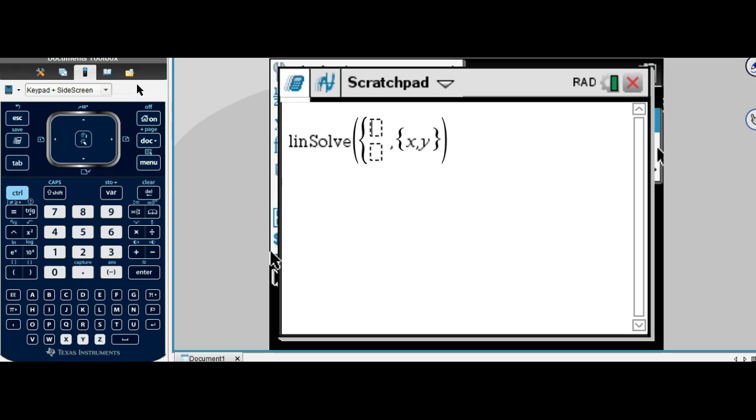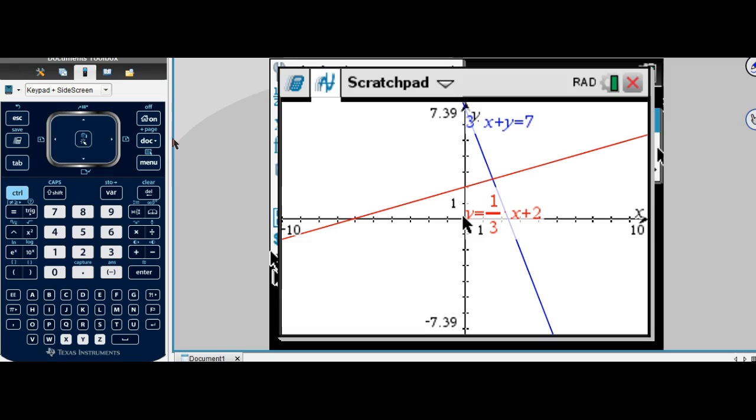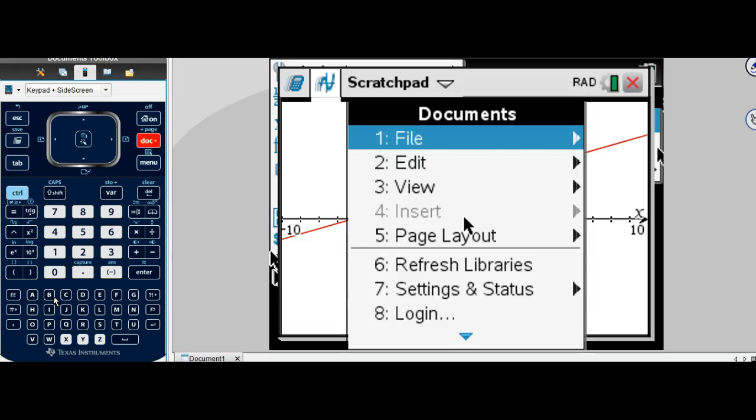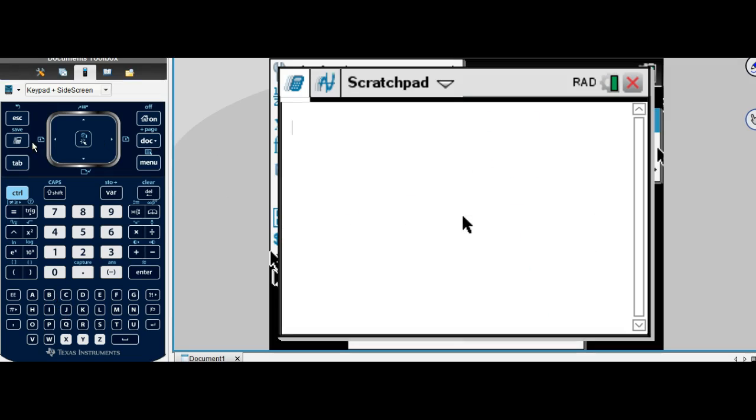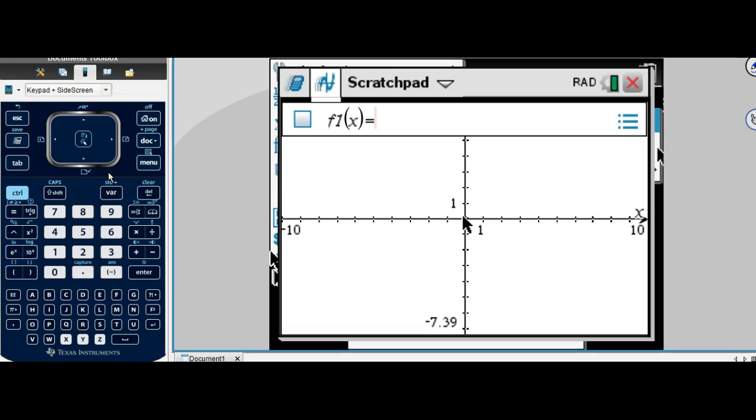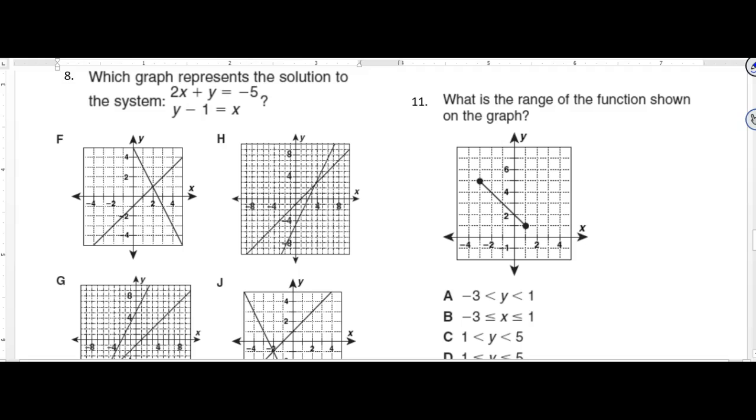But I'm not looking for the solution here. I'm looking for the graph. So I'm going to go to the graph and just graph those two equations. Those will give me the actual graph so I can see what it looks like. I'm going to pause here and type them in, speed the process up a little bit.